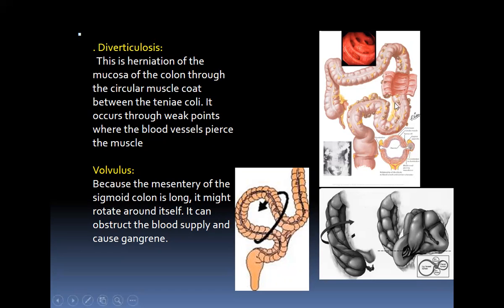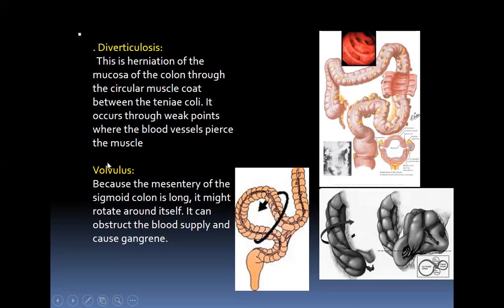So here you can see many diverticulosis, small herniations of the colon through the muscles. It occurs through the weak points where the blood vessels pierce the muscle. So usually it occurs at those regions where the muscles are supplied by the blood vessels. These are called diverticulosis.